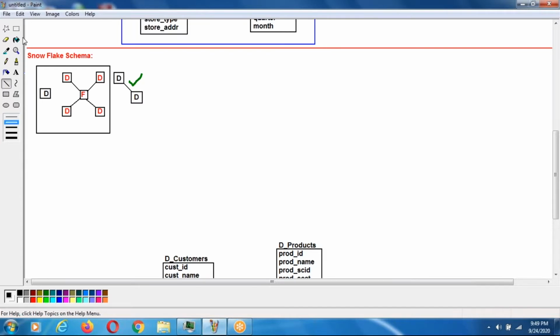So how many levels there can be depends on your business requirement. Not all four dimensions need to have a child table or master table, nothing like that. If any one dimension is communicating with another dimension, then it is a snowflake. There is no requirement that all sides will have a relationship with the dimension tables.